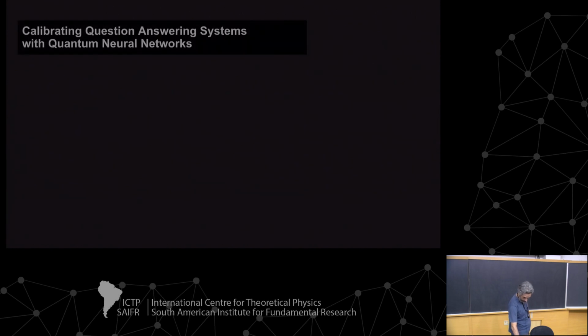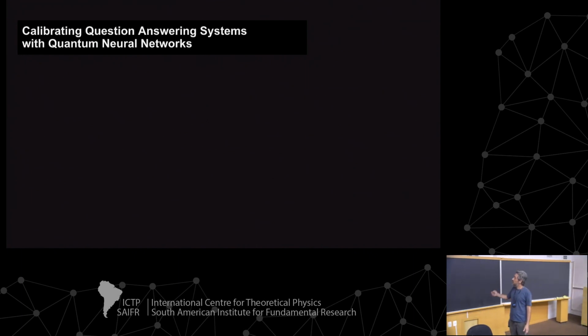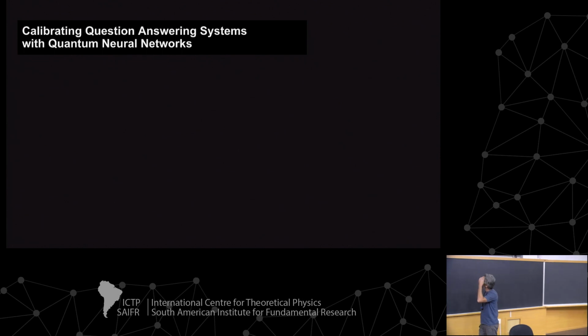Okay, so finally, let's talk about our work. The idea here is to use this strategy to calibrate question-answer systems, and we will try to do this with quantum neural networks.